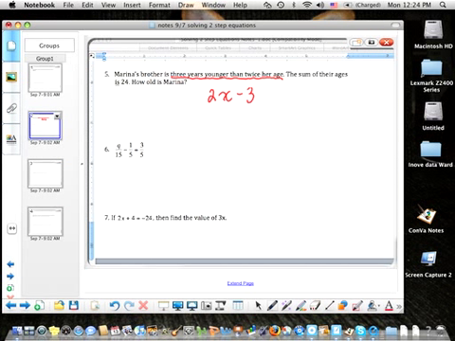The sum of their ages is 24. Okay, that's the equals part. This is her brother. How old is Marina? Well, that's what we don't know, so she's going to be x. If you add these two things together, that will equal their total age, which is 24. So that's how you would set that one up. Again, like terms and then solving. So this guy looks pretty scary.